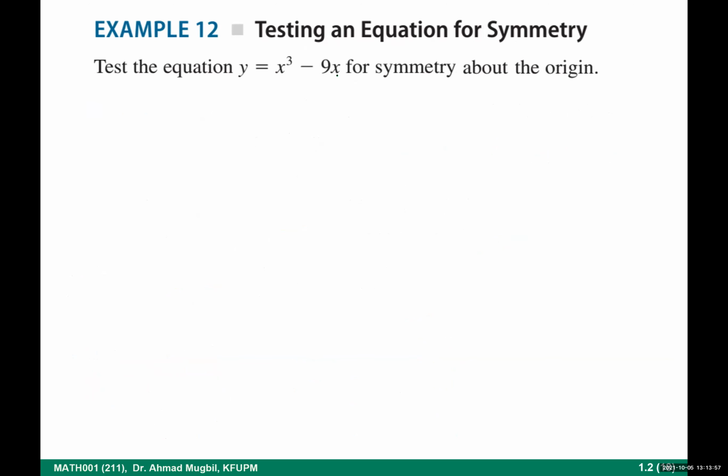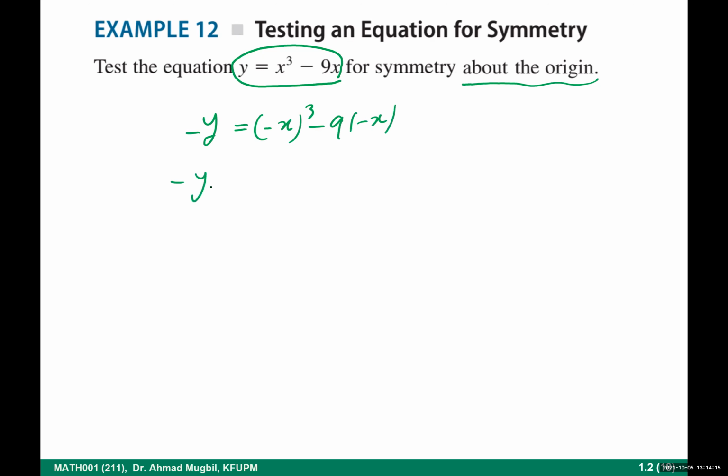Now, test this equation for symmetry about the origin. He wants you to test it for the origin. What you will do? You will replace y by -y and x by -x. What will happen? It will be -y equals (-x) to the power 3 plus 9. Is it equivalent to the original one? Not yet. If you want to make sure, multiply both sides. This is the meaning of equivalent equation: when you multiply both sides or divide both sides or add or subtract the same numbers, you have equivalent equations. So this will be x cubed minus 9x. So it is equivalent. So it is symmetric about the origin.